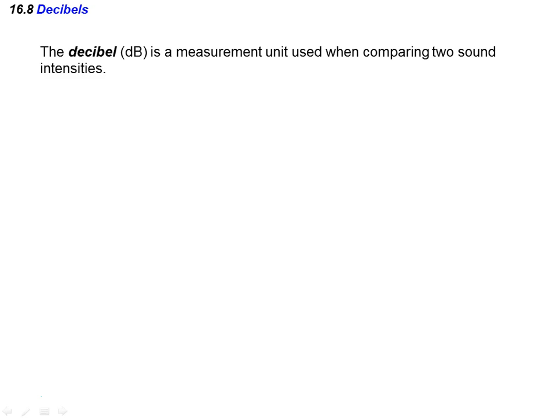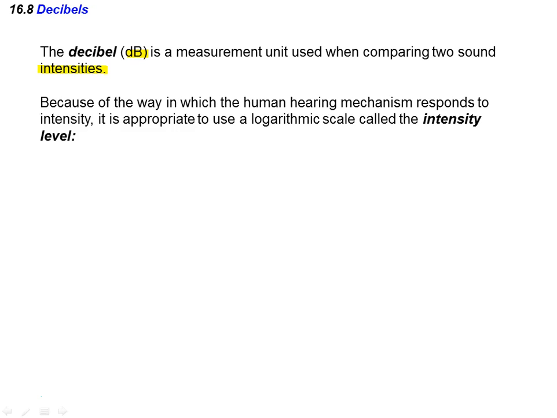So before we get into the mathematics of it, let's talk about the idea behind it, in that a decibel, and we use dB, lowercase d, capital B, to signify a decibel. It's a measurement unit used in comparing two sound intensities. And this is important. We're using it to compare sound intensities. This is the intensity level, but we're using it to describe intensities. And so we have to make sure that we're clear on the semantics here because they mean two distinctly different things. Because of the way in which the human ear works and how it responds to intensity, it's appropriate to use a logarithmic scale called an intensity level.